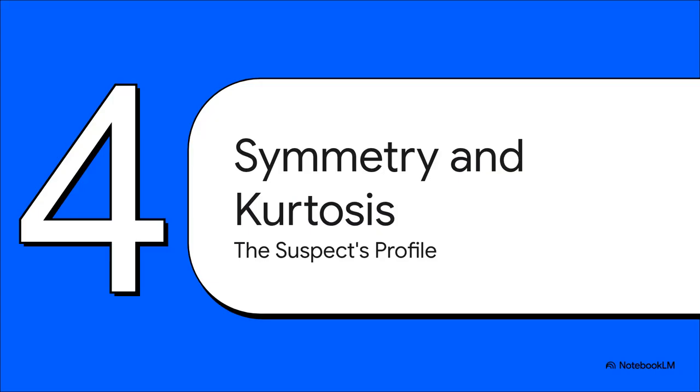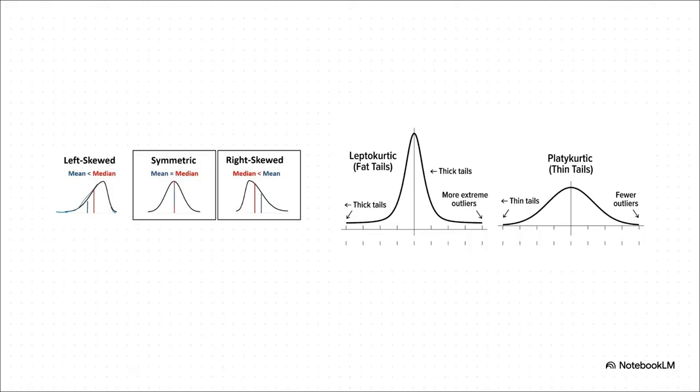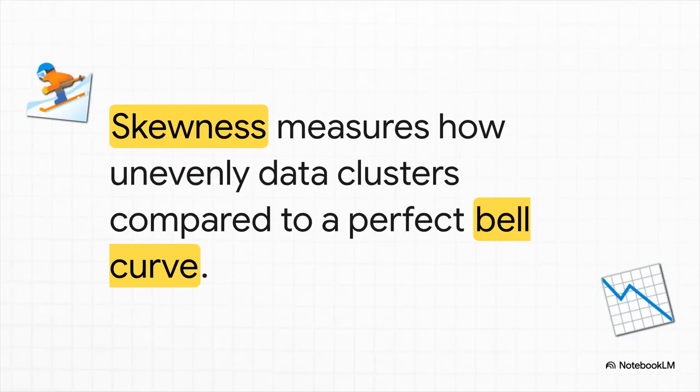Moving on to Section 4, Symmetry and Kurtosis, the suspect's profile. Two datasets might have the exact same mean and spread but present a completely different profile. We have to analyze their overall shape. As you'll see, skewness determines if our data leans heavily to one side, completely off balance. Kurtosis, meanwhile, reveals whether our data possesses sharp, acute peaks or is flatter, wider, and a bit more subdued. A brilliant detective knows you can easily be led astray by relying only on the mean or median.